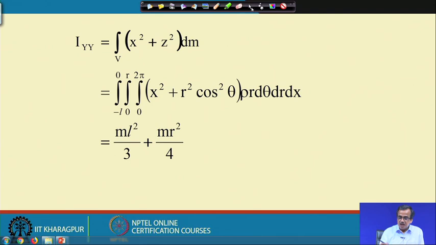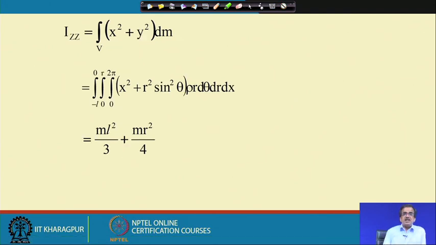So, following this, I can also find out the moment of inertia about zz, and that is nothing but the volume integration of (x² + y²) dm, and y² is nothing but r² sin²θ, then ρ r dθ dr dx. If we carry out this particular integration, we will get mL²/3 + mr²/4. So, I can find out the moment of inertia about zz.